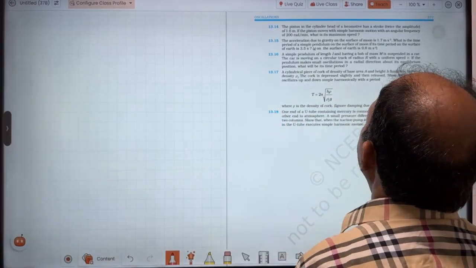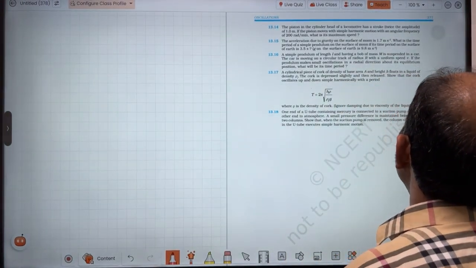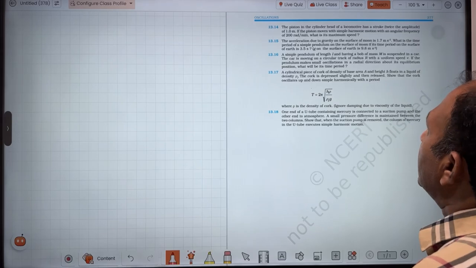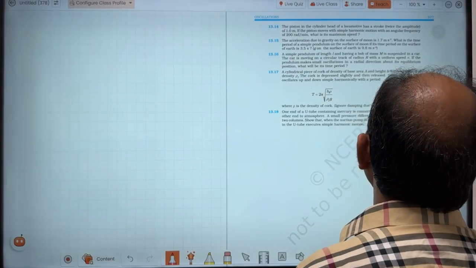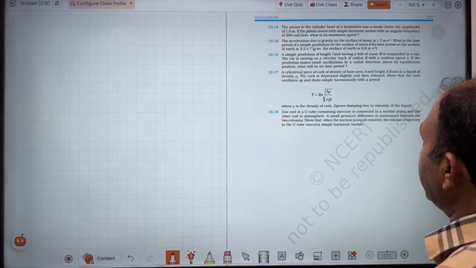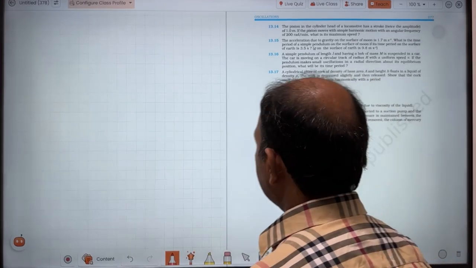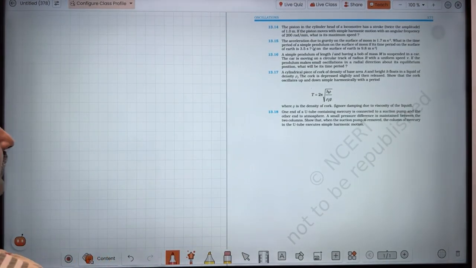The next question says, the piston in the cylinder head of a locomotive has a stroke twice the amplitude of 1 meter. If the piston moves with a simple harmonic motion with an angular frequency of 200 radian per minute, what is the maximum speed? So here we have information.